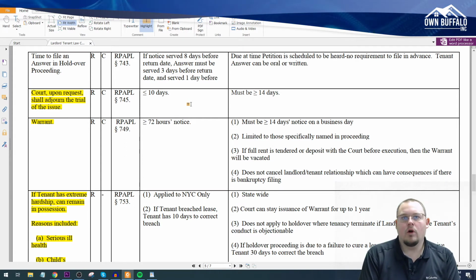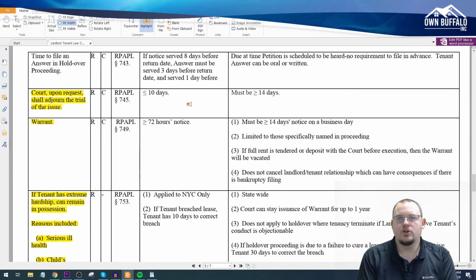When you go into court, either side can request an adjournment one time. Previously, the statute said that this adjournment would be less than or equal to 10 days. That adjournment now has to be at least 14 days. So that's a change in the statute.